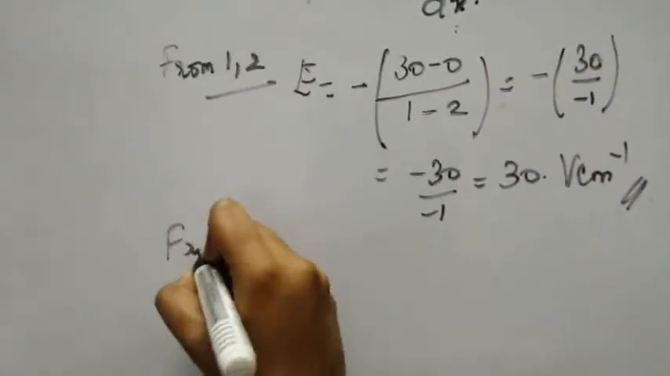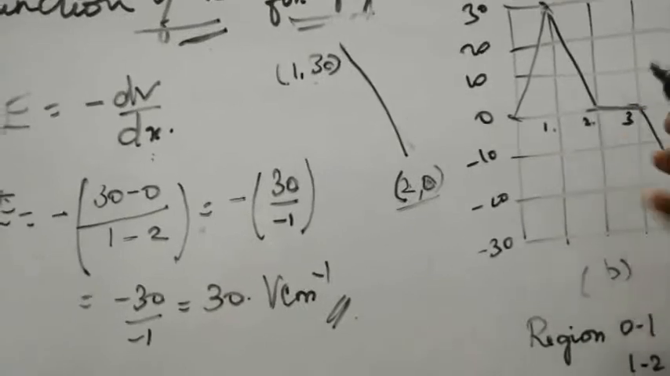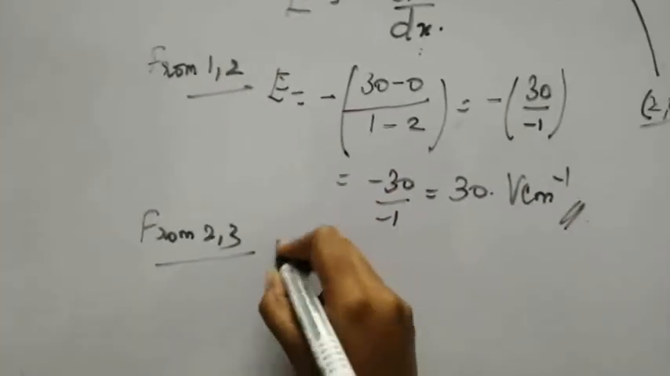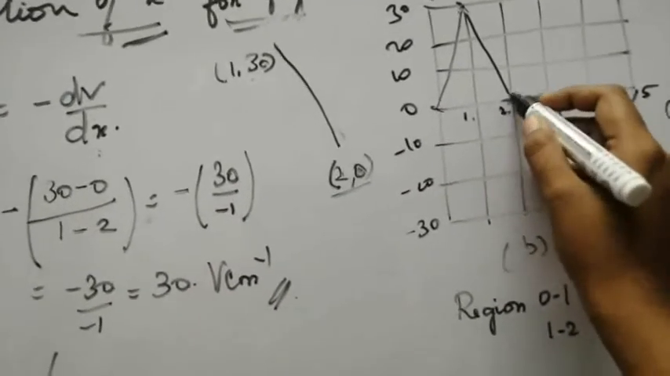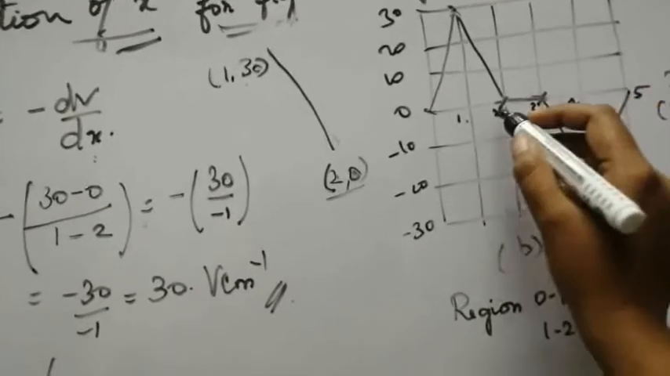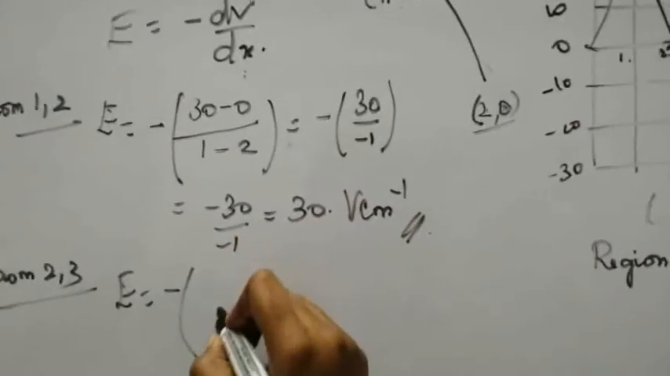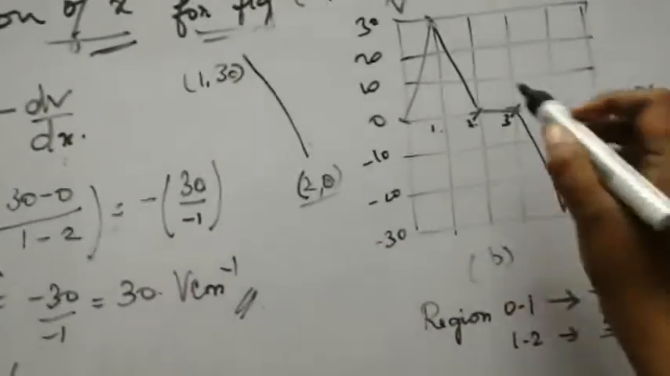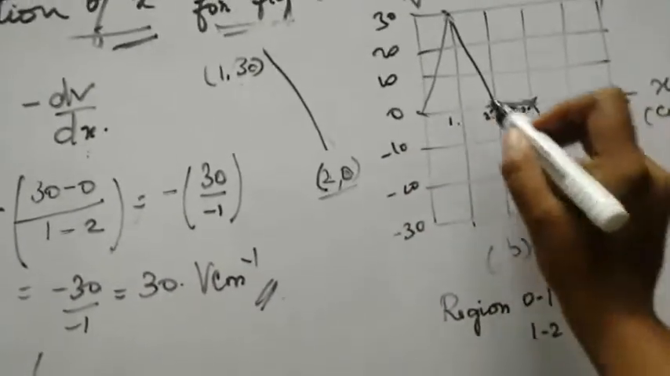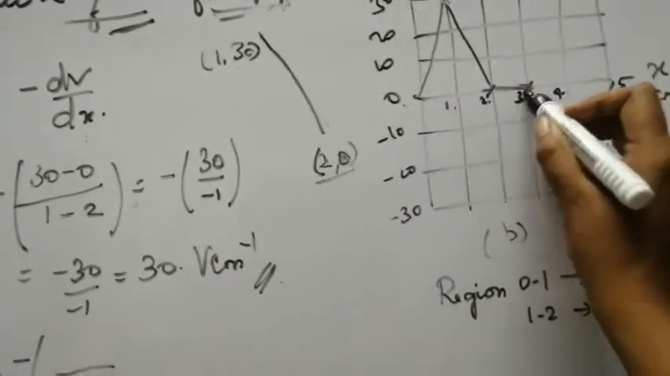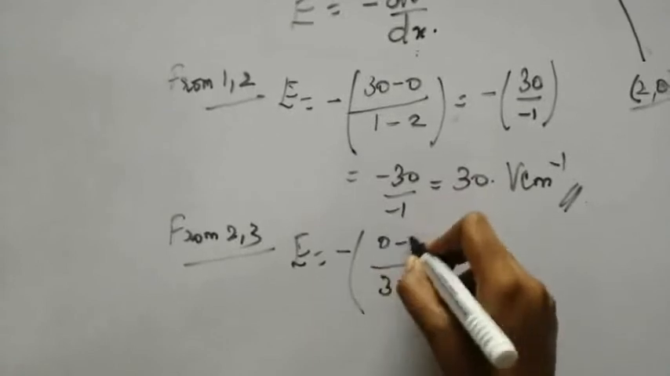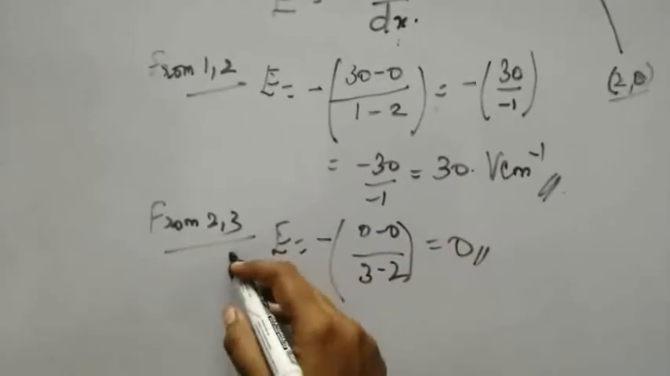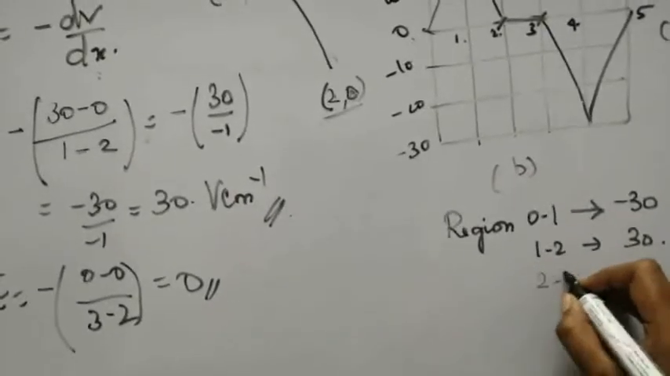Next for the region 2 to 3. For 2 to 3, you can see that there is no slope at all, so it will obviously be 0. E is equal to minus dV by dx. Change in x, the x values are 2 and 3, so 3 minus 2, and in the y value it is 0 itself. The initial point is 0, the final point is also 0. So it is 0 minus 0, which is simply 0. For the region 2 to 3, the electric field value is simply 0.